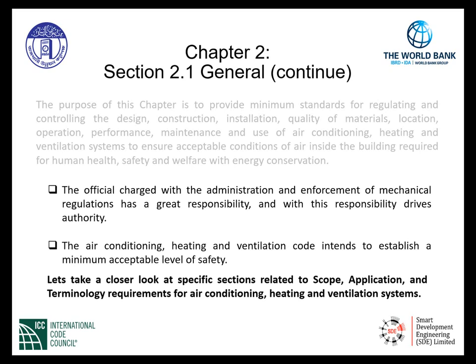The air conditioning, heating, and ventilation code intends to establish a minimum acceptable level of safety. We can exceed what the requirements are in this code, but we can never go below the minimum acceptable thresholds in this code. So let's take a closer look at specific sections related to scope, application, and terminology requirements for air conditioning, heating, and ventilation systems.